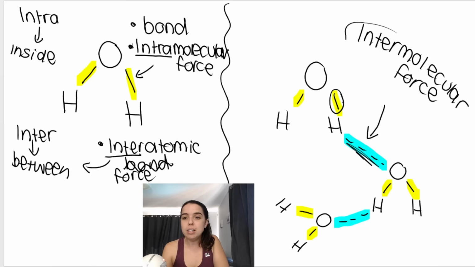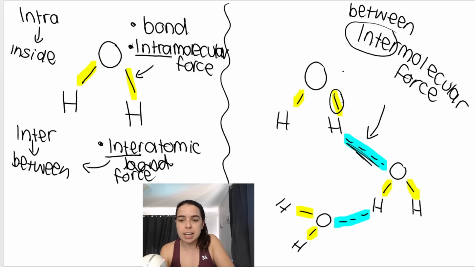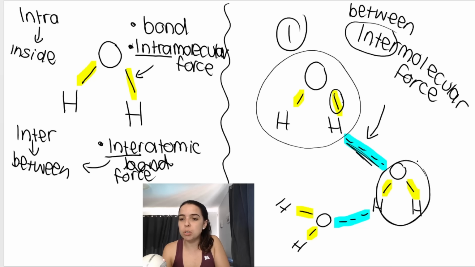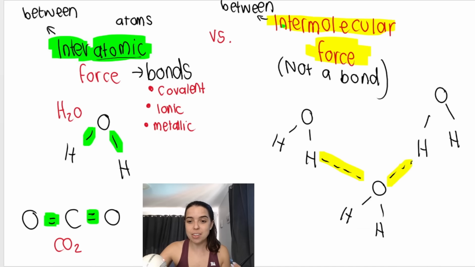Now remember, inter, what does that mean again? That means between, and molecular means molecules. So this blue dotted line is between molecules, and that makes sense because this blue dotted line is connecting water molecule number 1 with water molecule number 2. There is a difference between bonds and intermolecular forces. Don't get them confused. So here's another diagram that maybe summarizes the differences.